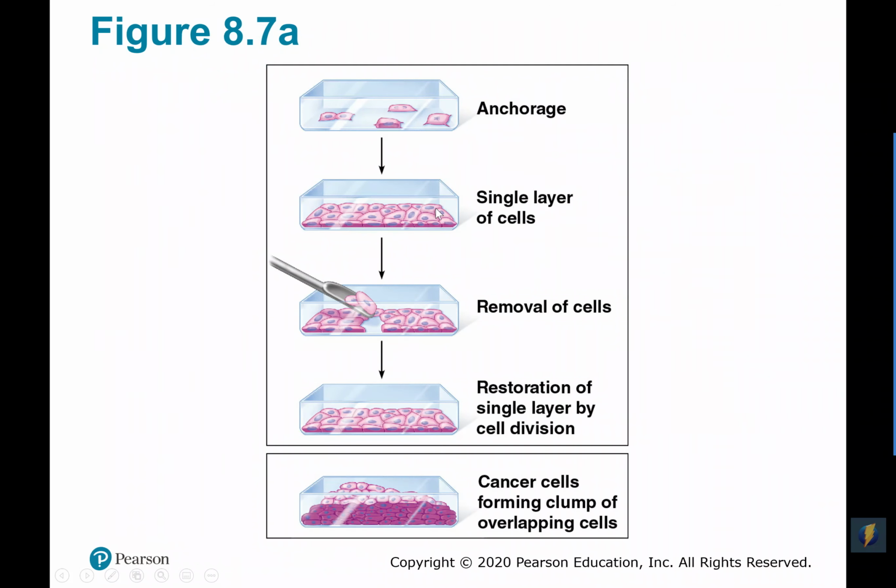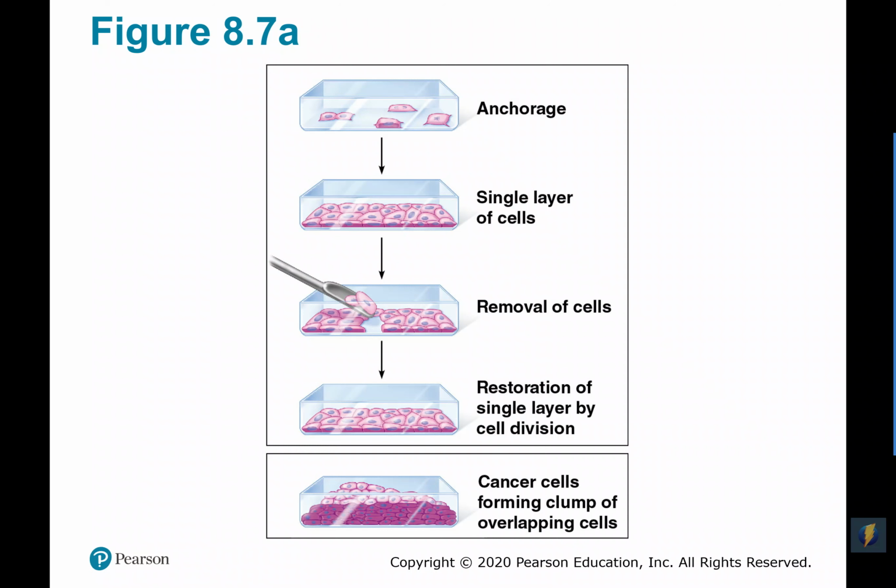So here you can see we've got a couple of cells in a culture. They're not touching each other, but they are anchored to the surface, and so they will divide and make copies of themselves until you have a single layer of cells. If you remove a couple of those cells, then again, they will make copies of themselves until they have healed themselves and replaced the ones that you removed.